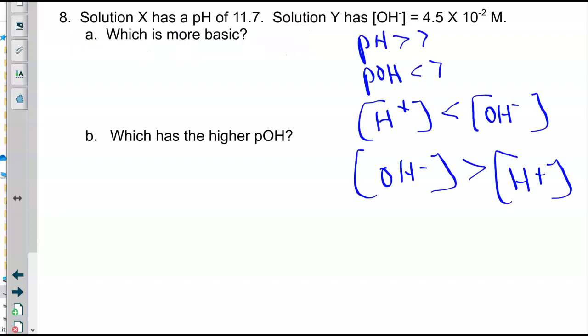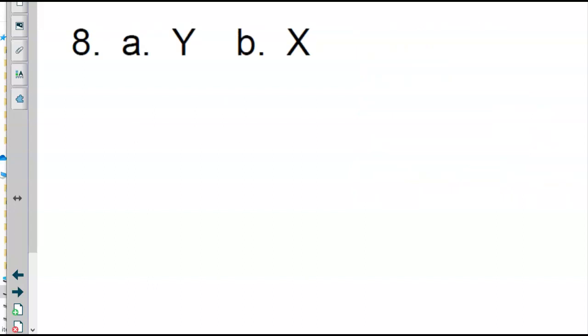Again, you'll either compare the pH of X to the pH of Y, the pOH of X to the pOH of Y, or the H plus of X and Y compared to the OH minus of X and Y. Either direction can be done, and you need to do whatever you need to do to answer both. I say it that way because there are definitely several different directions you can go to approach that. You pick what method you want, and you should be able to show, once again, that the first answer is Y and the second answer is X.